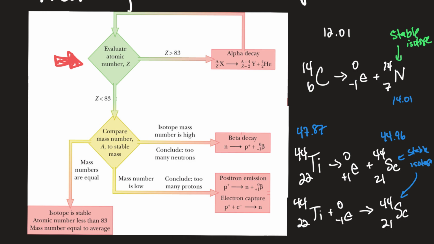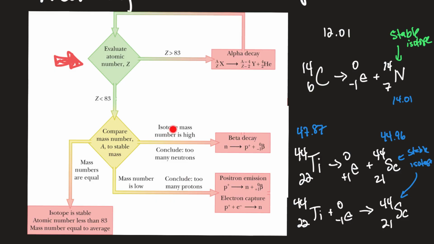So as I said, it all depends on what's going on. If you use this chart here to show you where you're going, start here. If your atomic number is greater than 83, alpha decay. That's what's going to happen, and it's going to keep on alpha decaying until the atomic number is less than 83. Once it's less than 83, you want to compare your mass number to the average atomic mass that we find on the periodic table.